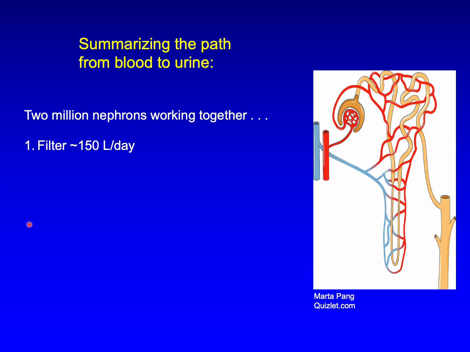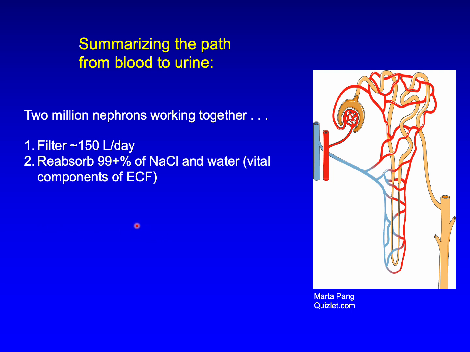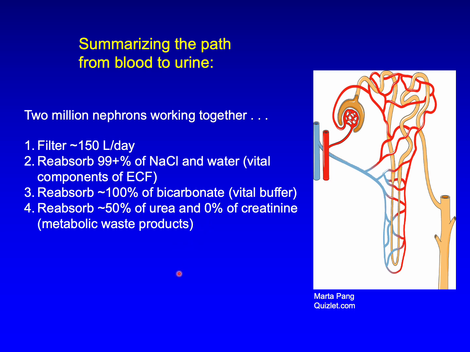And what kind of things get reabsorbed and secreted? Well, we reabsorb something like 99+% of sodium chloride and water, which are vital components of ECF that we wouldn't want to lose as we filter this 150 liters per day. We also reabsorb about 100% of our filtered bicarbonate, which is our vital buffer. We reabsorb about 50% of urea and 0% of creatinine. These are metabolic waste products that we wanted to get rid of anyway, so they pretty much stay in the tubules and enter the urine.